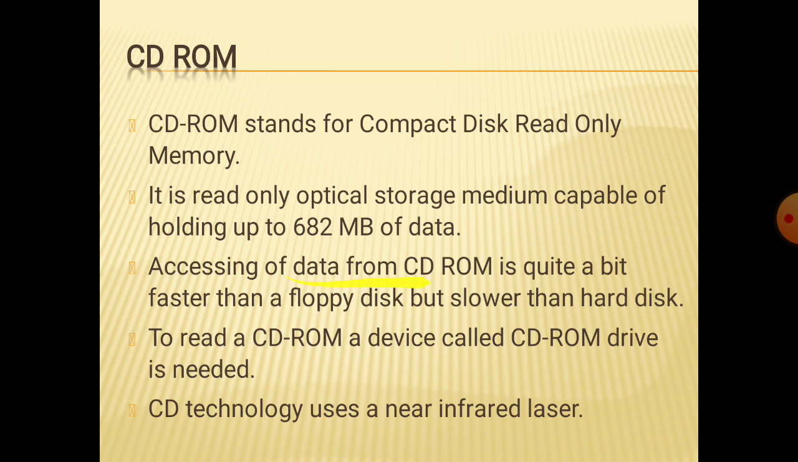Accessing data from a CD-ROM is quite a bit faster than from your floppy disk, but slower than your hard disk. If you compare your compact disk with your floppy disk and your hard disk, the speed of accessing data on your CD-ROM is higher than your floppy disk, but slower than your hard disk.